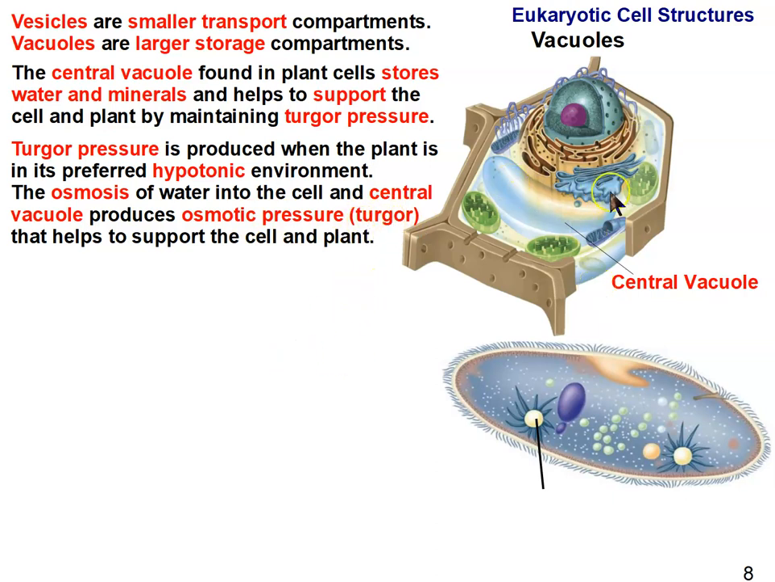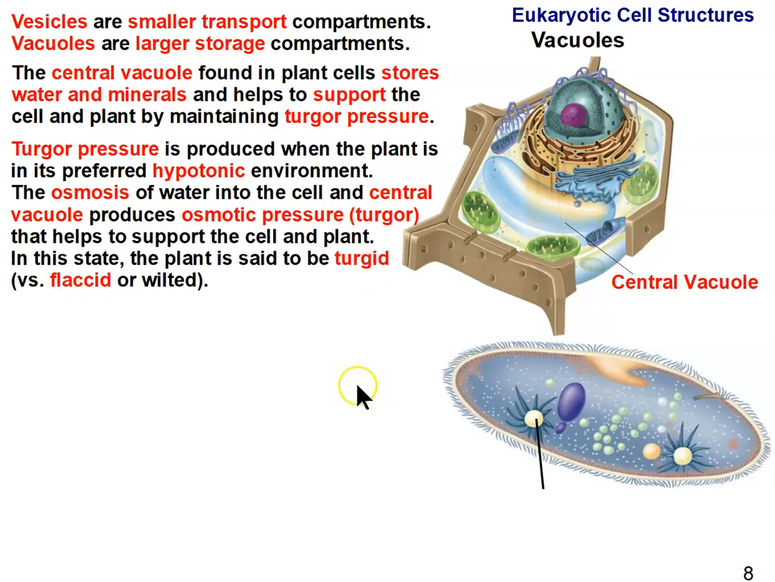That helps support the cell, and the plant is made up of hundreds of thousands to millions of cells, and so it helps support the whole plant. We call this state turgid, after turgor pressure. So it's in a turgid state when the plant is not wilted. It's being well supported by the pressure within the central vacuole. We call that plant in a turgid state.